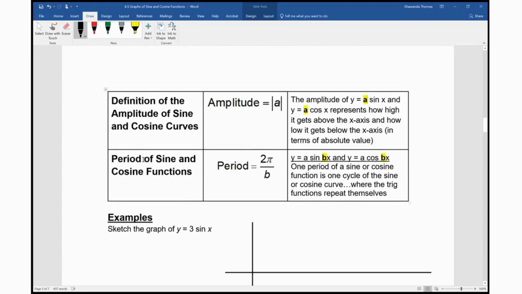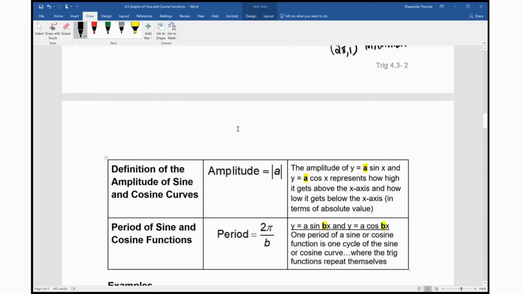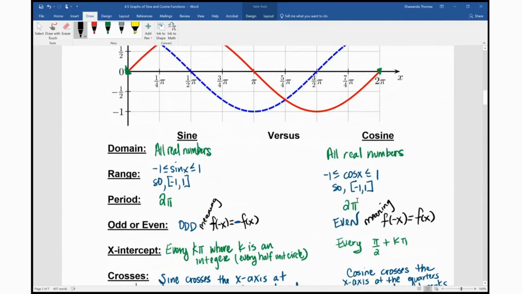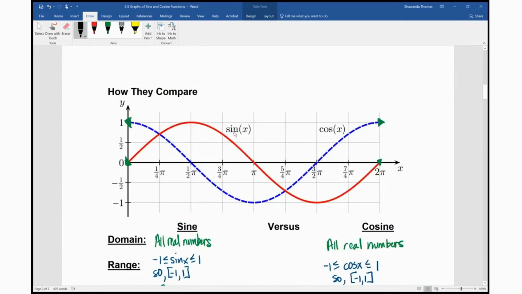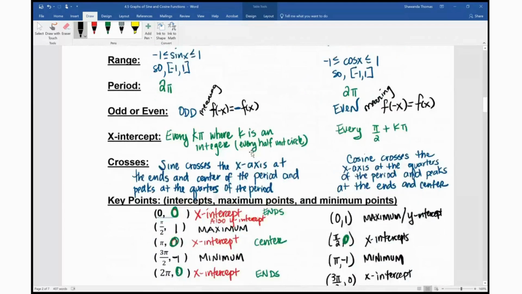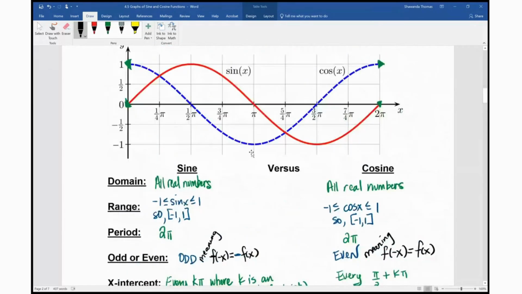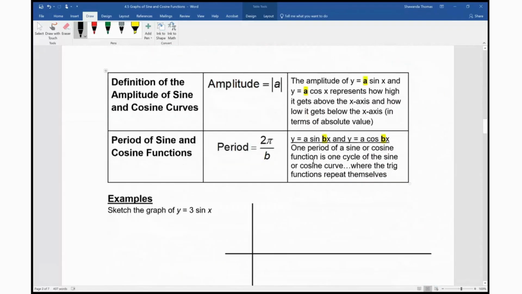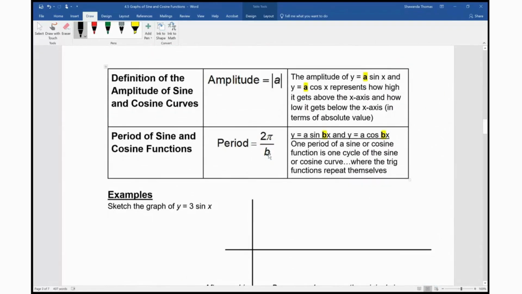All right, and then with the period of sine and cosine functions, let's say we're not dealing with the regular sine and cosine. For the regular sine and cosine, we know what's going on. The period is 2 pi for both of them. But what if we get some more complicated sine and cosine functions or other trig functions? Then we have to figure out what is one cycle of those functions. The formula for that is 2 pi over b.